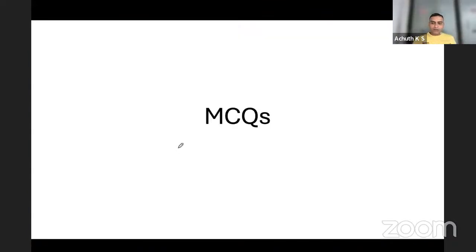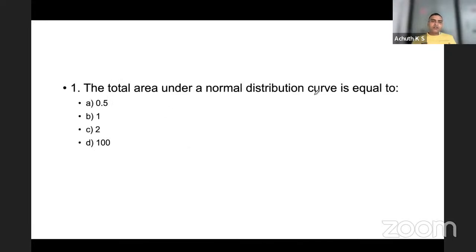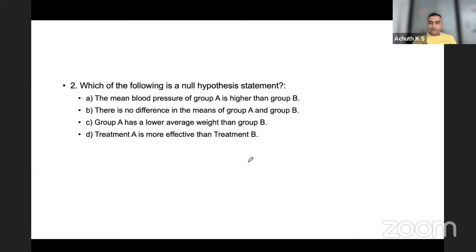With this we'll come to our MCQs today. The total area under a normal distribution curve is always 1. 100% is always 1. Which of the following is a null hypothesis statement?